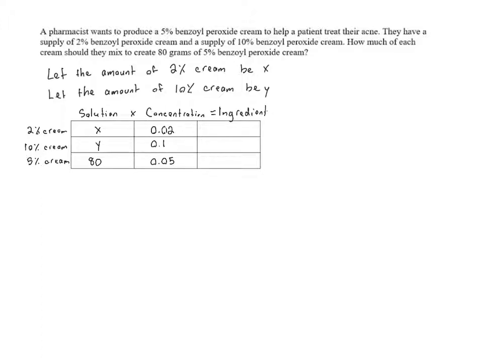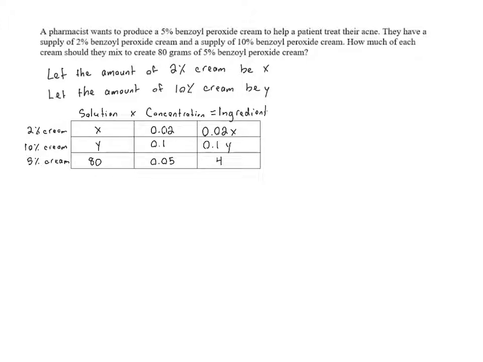And just like all of the other problems that we've dealt with tables, we need to multiply the entries in the first 2 columns to get the third column. So to get the ingredient, we multiply solution times concentration. When we do that, we end up with 0.02x, 0.1y, and 80 times 0.05 is just 4.